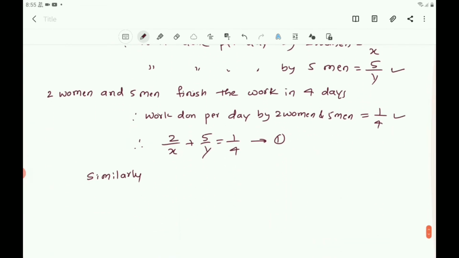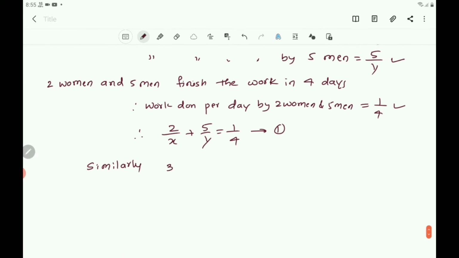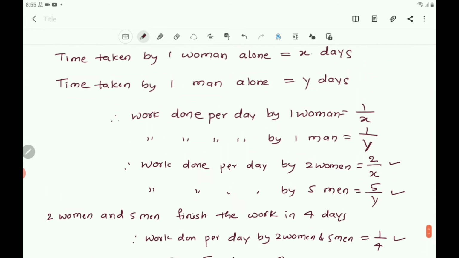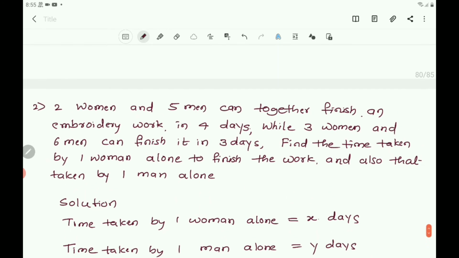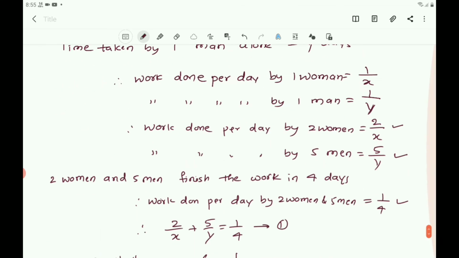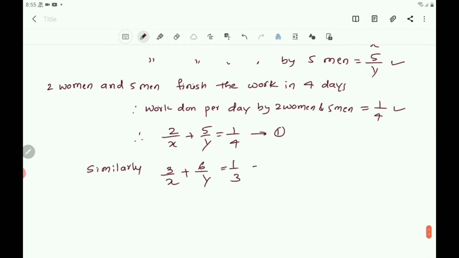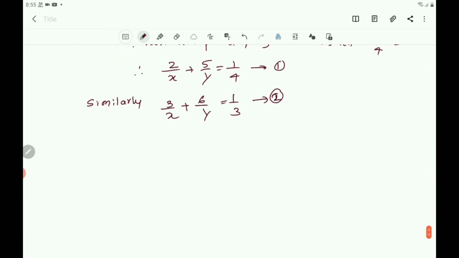So similarly, what you got is 3 by x plus 6 by y equals 1 by 3. This is the second relation you got. Therefore, you take them combined as a pair of equations here.